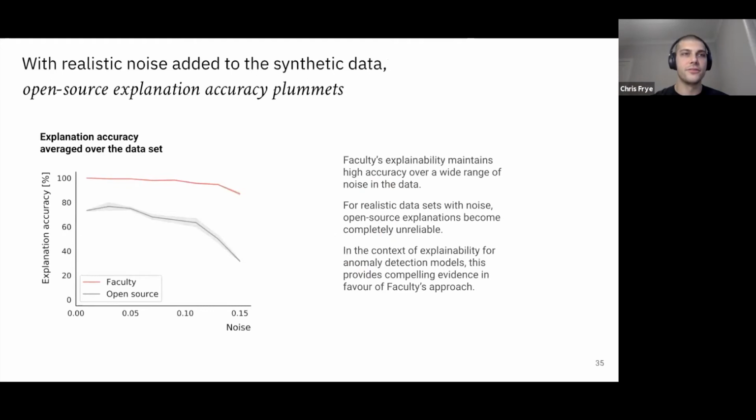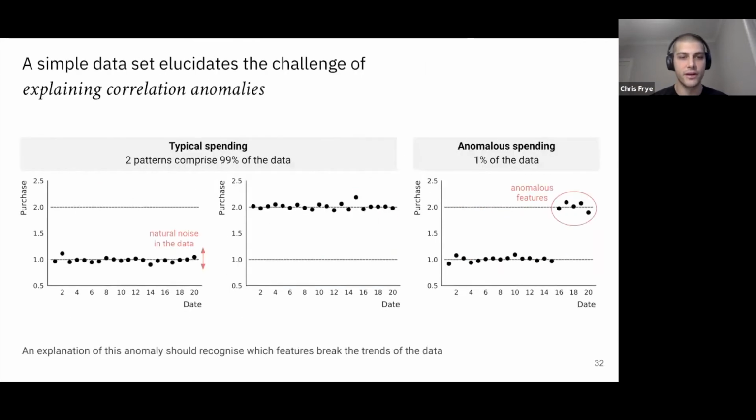Okay, so the last two slides showed explanations for a single example of an anomaly. This slide shows explanation accuracy averaged over the whole data set. And actually, it's explanation accuracy shown as a function of the noise that exists in the synthetic data. This noise is in reference, if I go back a couple slides real quick, to this natural noise in the data that's called out on the left here.